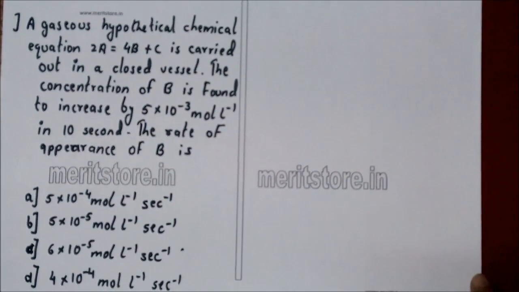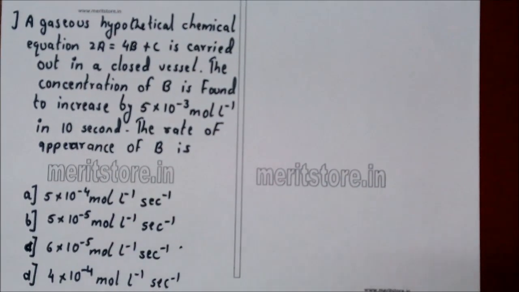So our next question is, a gaseous hypothetical chemical equation 2A gives 4B plus C is carried out in a closed vessel. The concentration of B is found to be increased by 5 into 10 raised to minus 3 mole per liter in 10 seconds. The rate of appearance of B is.